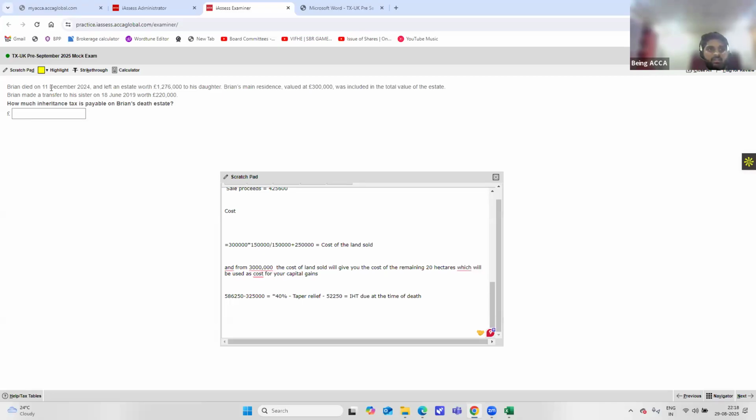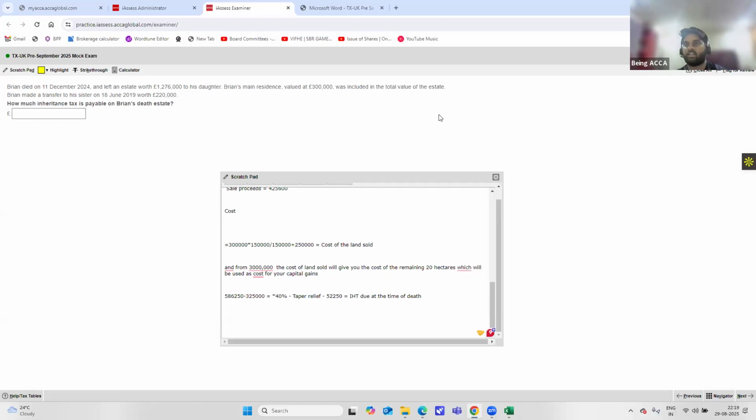Brian died on 11 December 2024 and left an estate worth 1,276,000 to his daughter. Brian's main residence valued at 300,000 was included in the total value of the estate. Brian made a transfer to his sister on 18 June 2019 worth 220,000. How much inheritance tax is payable on Brian's death estate?